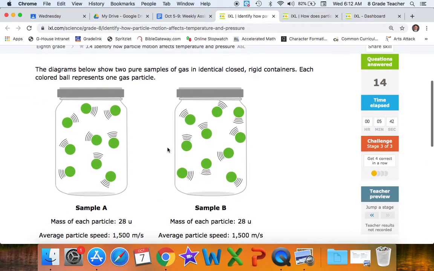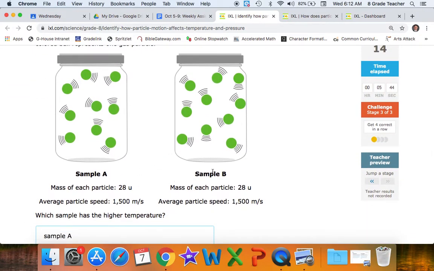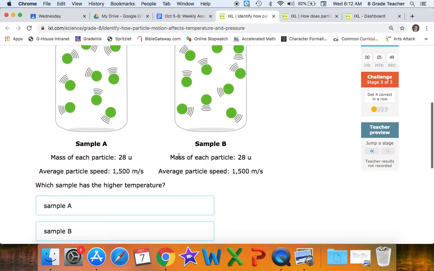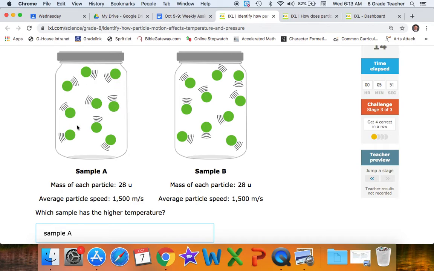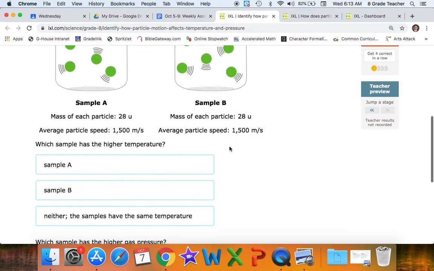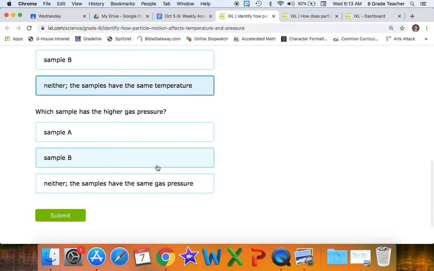Diagram below shows two of these samples again. Sample A and sample B have the same mass, the same average speed. Now the number of particles. 1 through 9, and 1 through 10. I think sample B is going to have a higher. Nope, they're going to have the same temperature. Sample B is going to have a higher gas pressure.